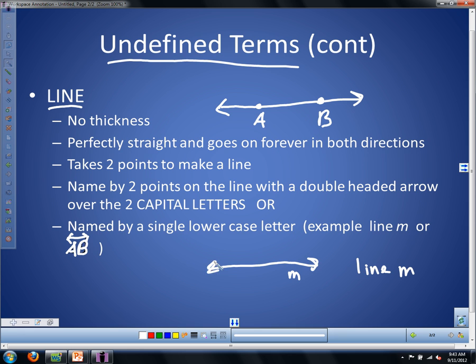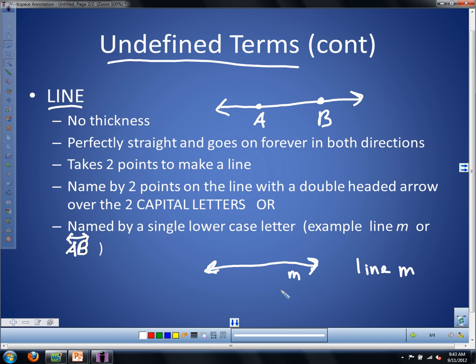But we always show a line with an arrow on both ends. That shows that it goes on forever in both directions. So an example of a line, the way we think of a line, a long, long, long, thin thread that's stretched out basically forever, going on in both directions. Maybe a long, straight railroad track that goes on in both directions. That would be an example of how we think of a line.